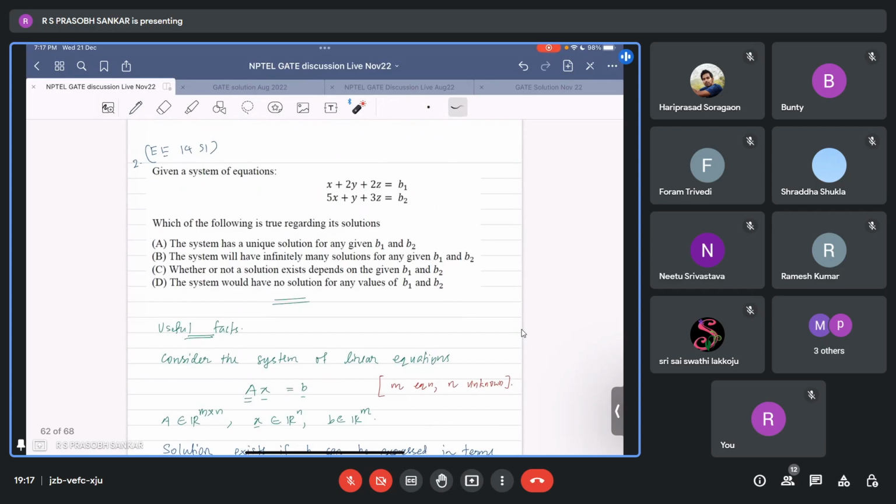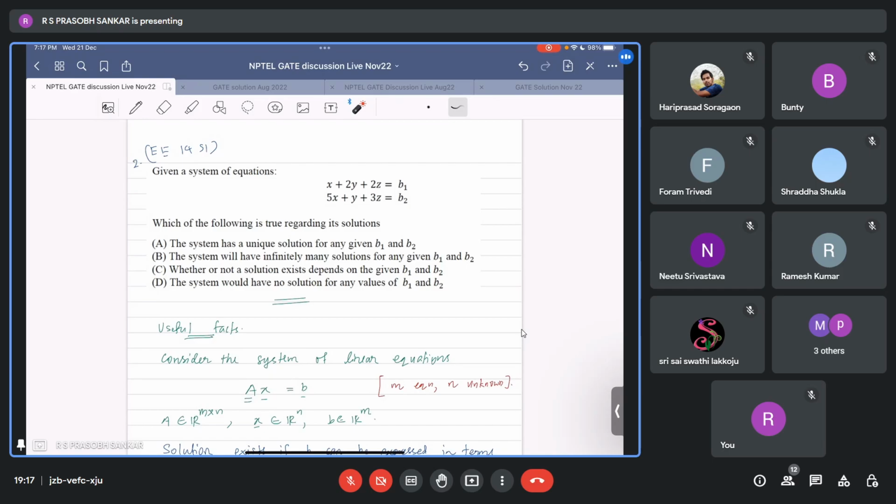Okay, so next question is like this. This is slightly different, we don't have the matrix, but we have the equation itself. So, given a system of equations, x plus 2y plus 2z equal to b1, and 5x plus y plus 3z equal to b2. Which of the following is true regarding its solution?